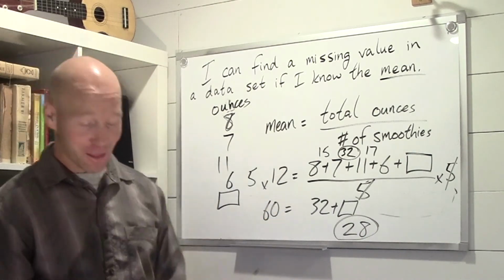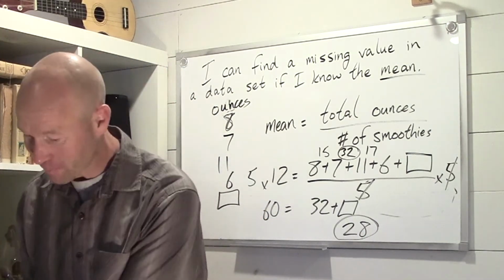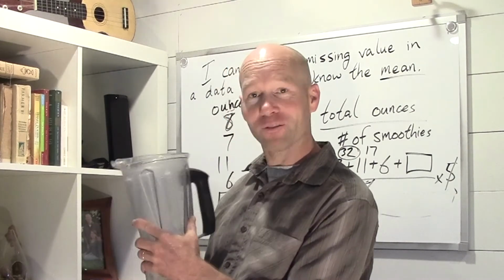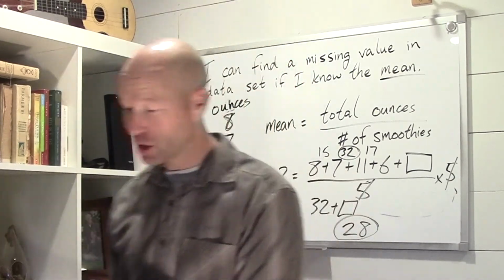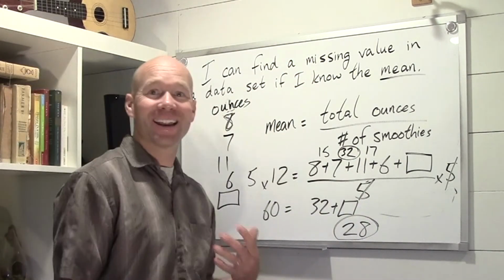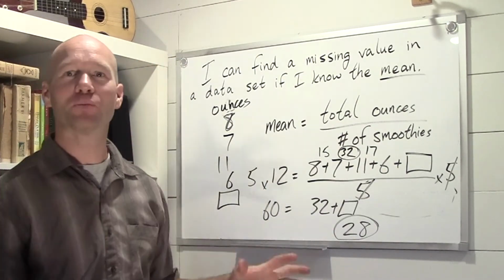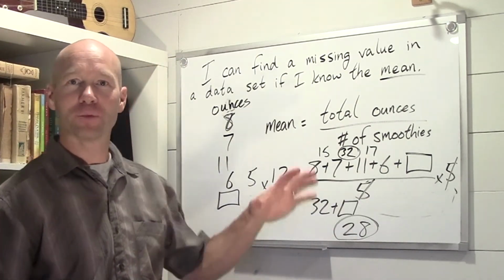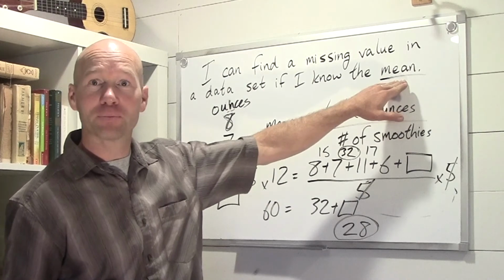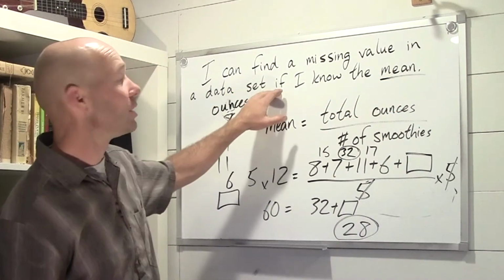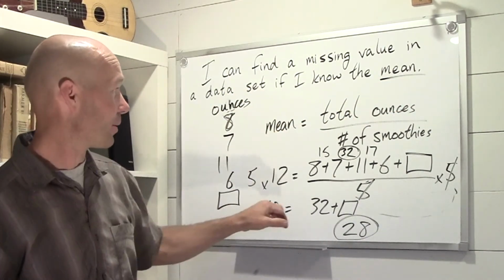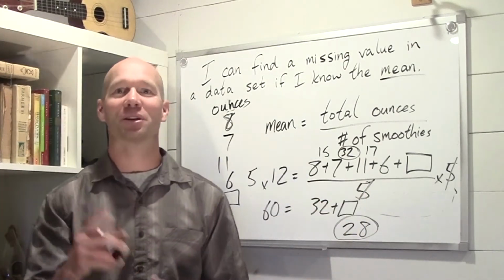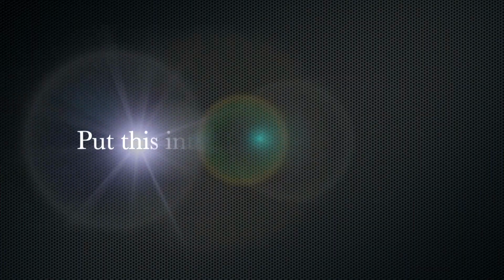So that means that one of my kids drank almost half of my smoothie container, 28 ounces, and I got nothing. So that didn't work out very well for me. But if we know the mean, we can find the missing value in that data set. Go ahead and practice this on Canvas, and then we'll come back together.